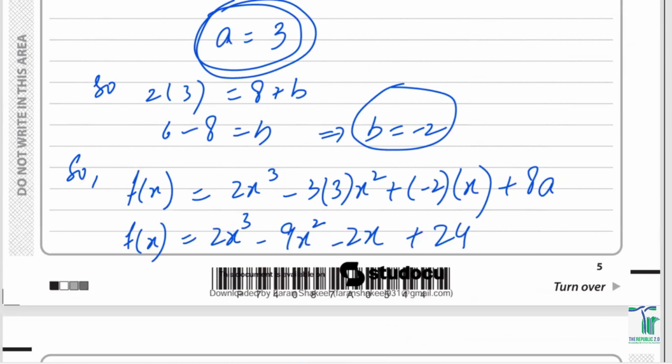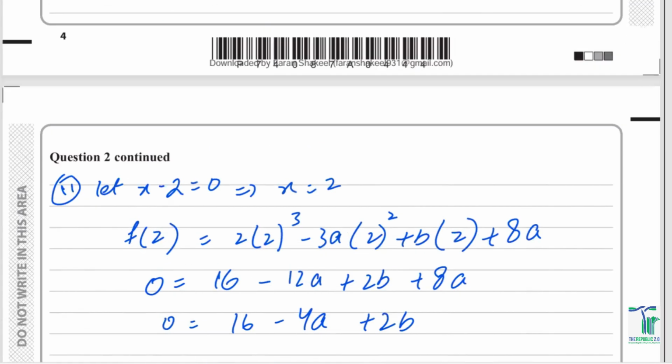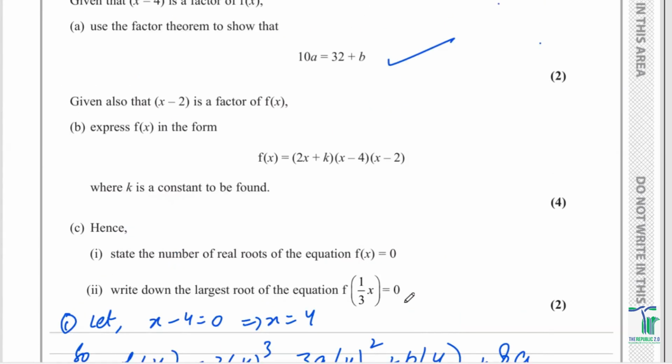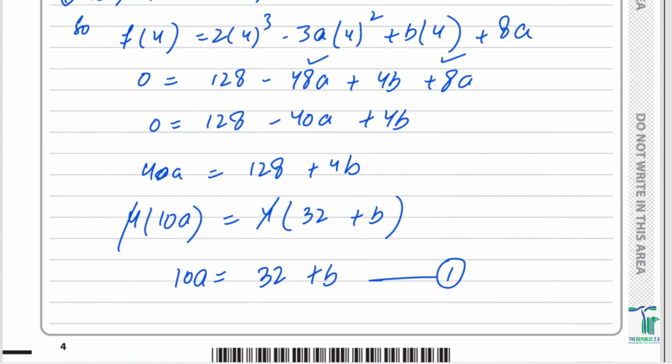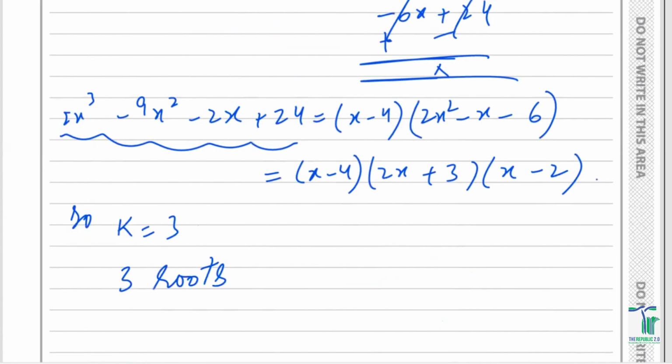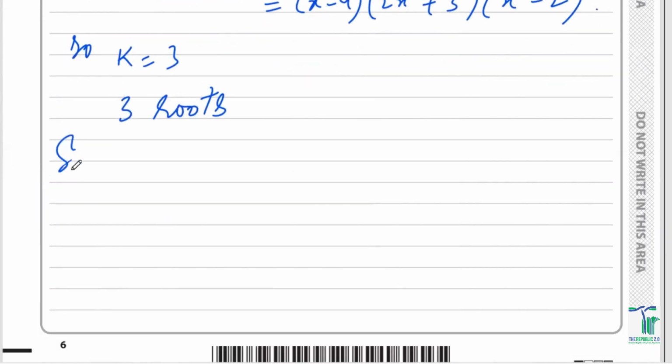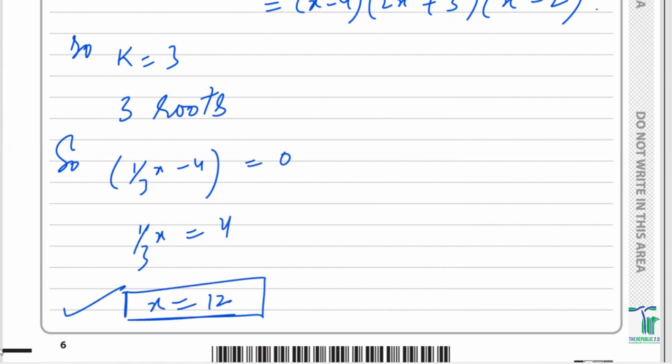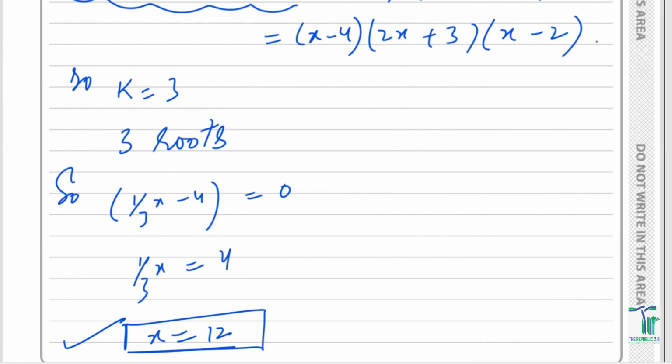In the last part of the question, they're telling me that if your function becomes 1 by 3x is equal to 0, you need to get the largest root. So for the largest root, you need to get the largest value of x, and that comes out to be this. So, x minus 4 would become 1 by 3, x minus 4 equals 0. 1 by 3x would be equal to 4, and the largest value of x could be 12. So that is how we can easily get the value of 12. Is that clear? So, this was question number 2.